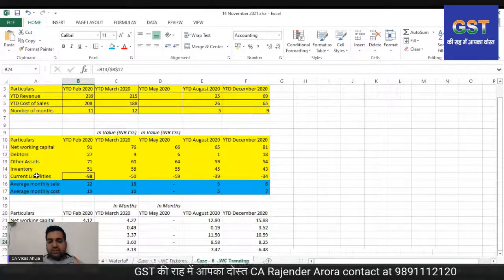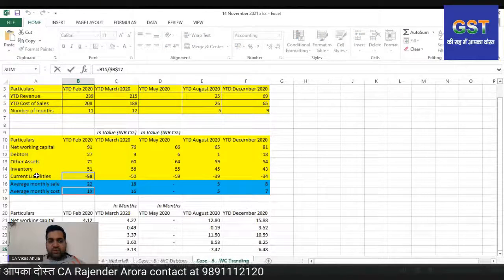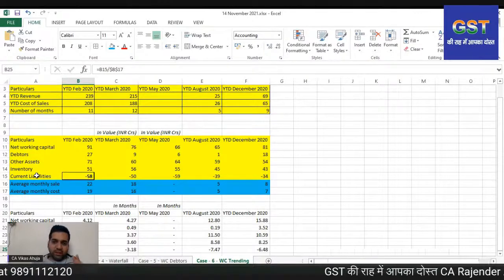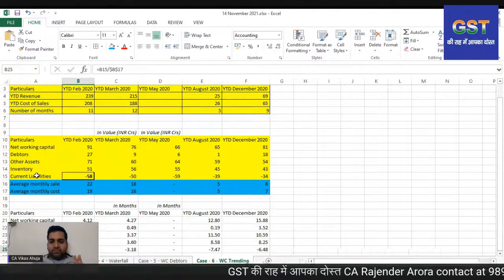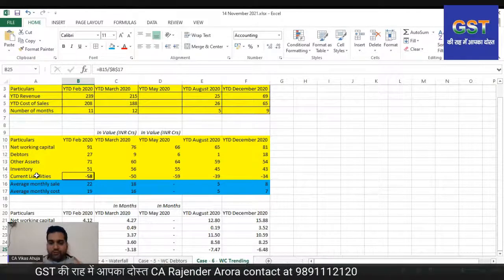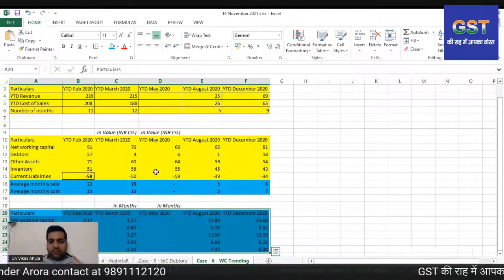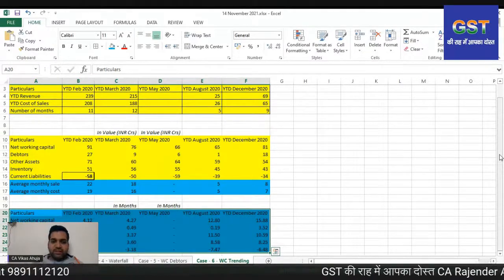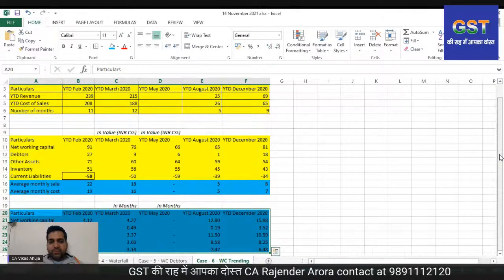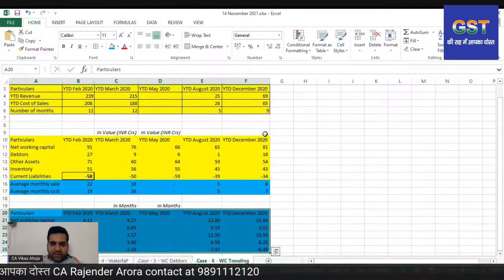Similarly, other assets, inventory and current liabilities. For current liabilities, we have considered current liabilities total divided by average monthly cost. So on an average, I'm enjoying a credit limit from my vendors of 3 months. There's a lot of data in this graph, but we'll put it in a very simplistic form to show how we can see the working capital trend. I hope the data is clear.